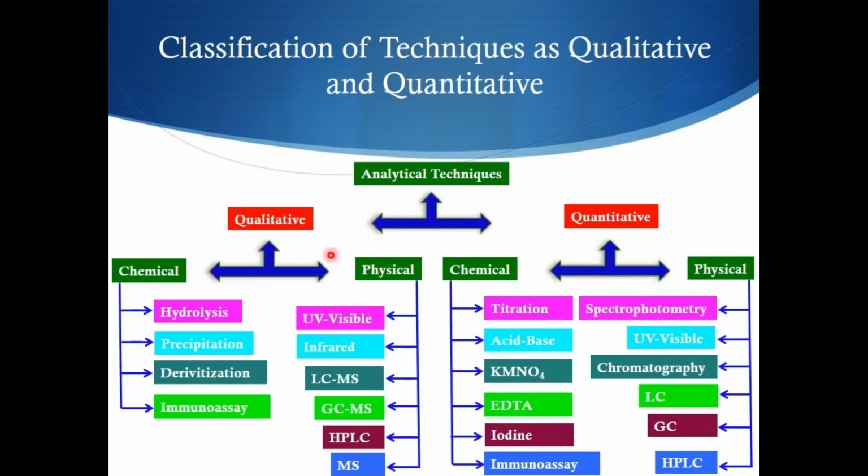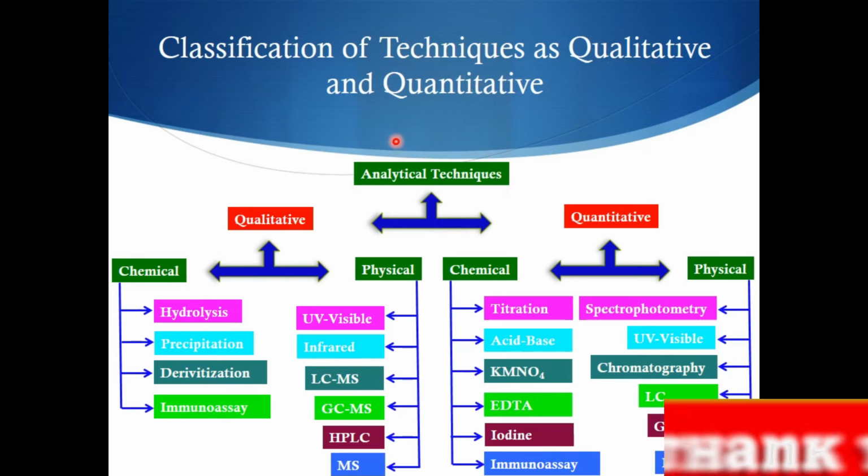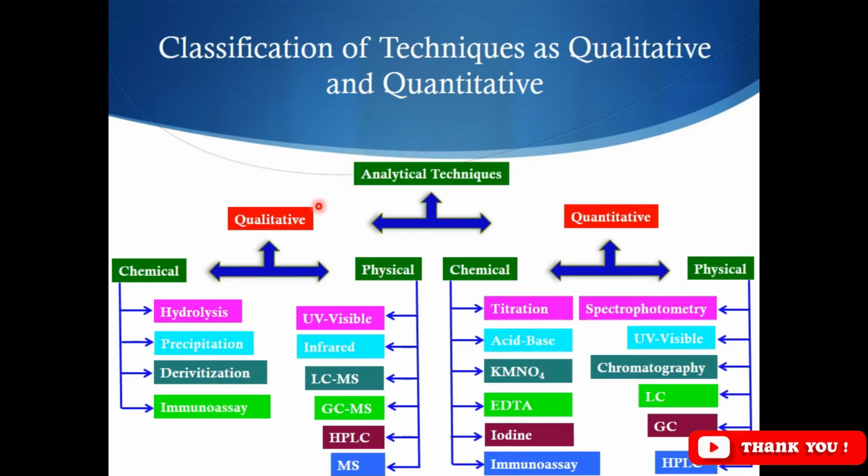So this is the last slide of today's lecture, and this will give you an overview of the classification of techniques as qualitative and quantitative. Analytical techniques, as we have studied, are divided into two groups: qualitative, in which we are concerned about the quality, that is, which elements, ions or compounds are present, and quantitative, that is, what is the amount of these ions, elements or compounds in the specific sample.